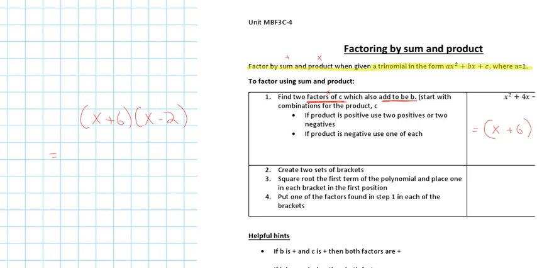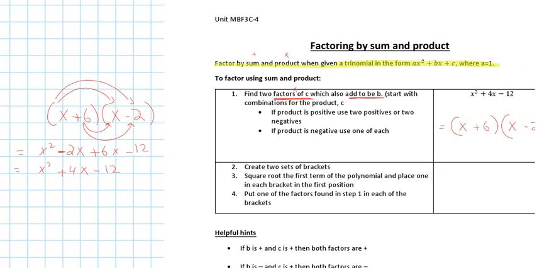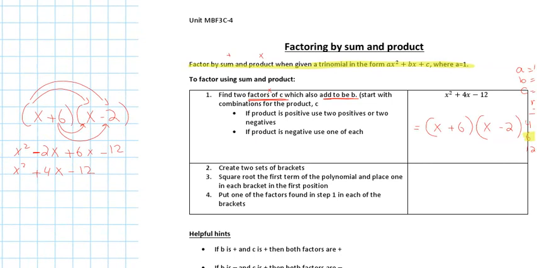x times x. x times negative 2 is negative 2x. 6 times x is positive 6x. And then 6 times negative 2 is negative 12. Like terms: negative 2x plus 6x gives me plus 4x minus 12. Is that what I started with here? So is my answer correct? Yes.